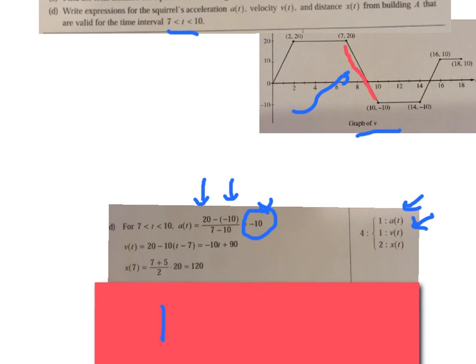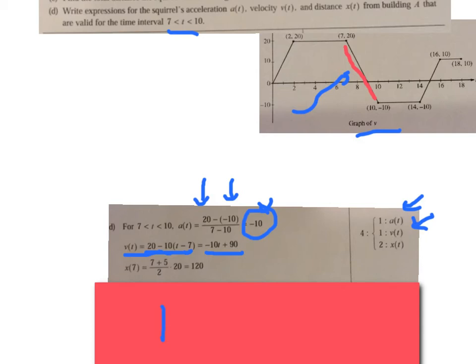I'm going to try and squeeze in my underlines here. So that's the slope, negative 10. And using either the point (7, 20) or (10, negative 10), (7, 20) is a little bit better. That's a perfectly fine answer from point-slope form right here. Or if you really want slope-intercept form, you could combine everything and go like that. So that's the velocity part.